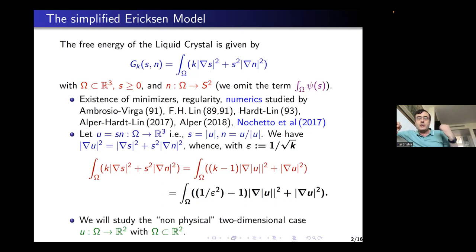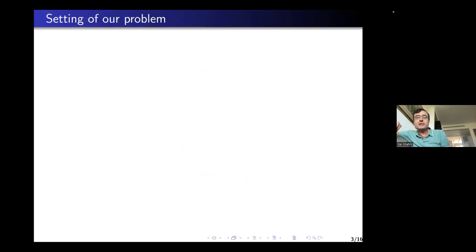Although the original problem is in R3, both in the domain and the target, we are going to study a non-physical two-dimensional case, where it's two-dimensional in the domain and also in the target. You see Omega is in R2, but also U takes values in R2. In our paper, we describe a way to give it a physical meaning as a thin film model. But we lose a little bit the connection with the physical world here. From the mathematical point of view, I think it is interesting.